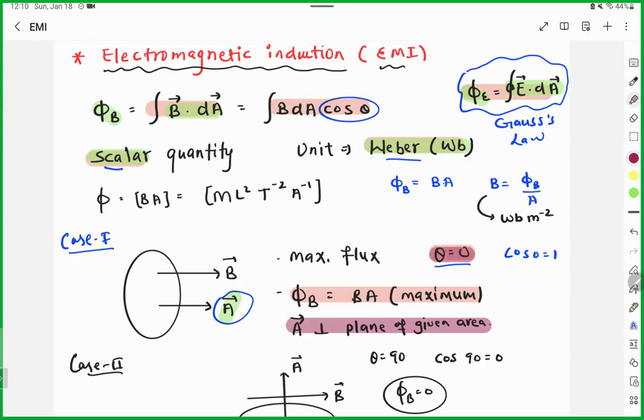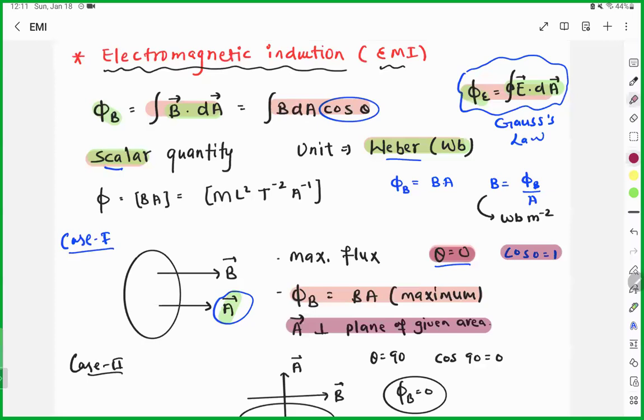If theta is 0, what is the cos 0 value? 1, sir. So in this case, all the magnetic field lines will pass through the area. Logically, you can see, if you have a ring like your hand, you can consider your hand as a ring, and magnetic field lines are passing perpendicular to this surface, definitely it will have maximum flux. Logically, it makes sense.